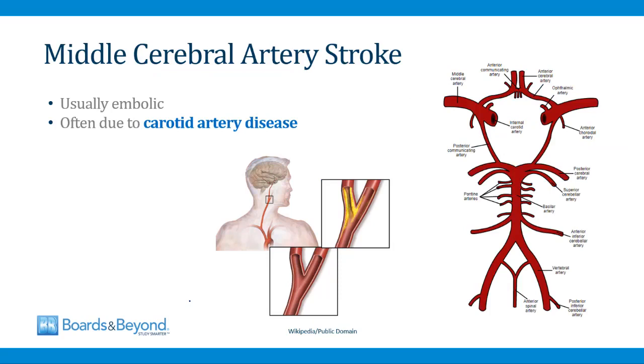Middle cerebral artery strokes are usually embolic, and the source of the embolism is often the carotid artery. And this should make sense to you based on what we talked about on the first slide in this video, which is that the internal carotid artery, shown here in this picture of the circle of Willis, supplies blood to the anterior portion of the circle of Willis, and that includes the middle cerebral artery.